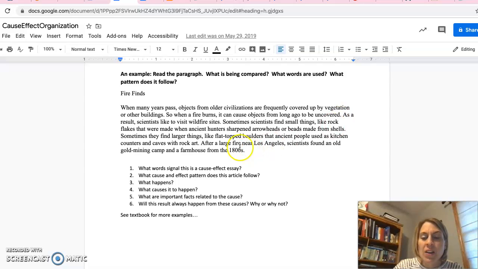And then here they'll talk about another cause and effect. There was a large fire near Los Angeles, and scientists found this gold mining camp. So the fire led to this effect. So again, lots of examples of cause and effect.